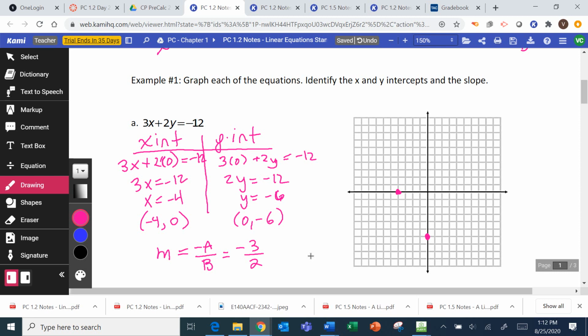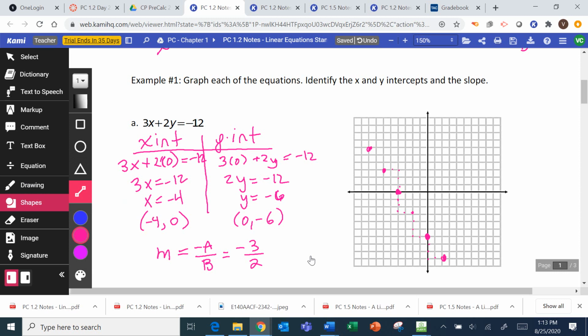go. From one point to the other, can I go down 3, right 2 to get there? If these all fit on that same line, hopefully, fingers crossed, we've done it correctly. And remember, you have a line, oops, that was not good though. You have a line to make your line straight.